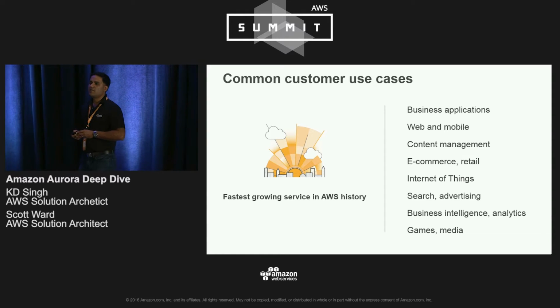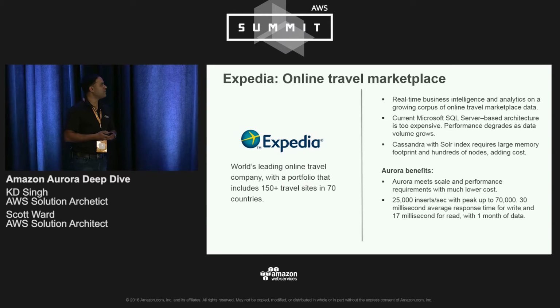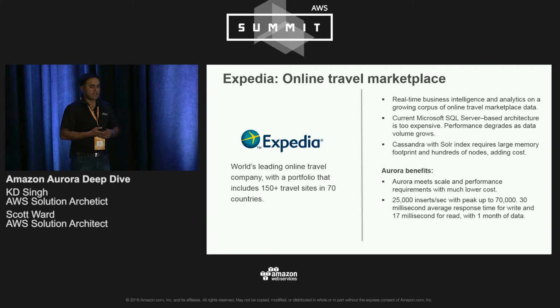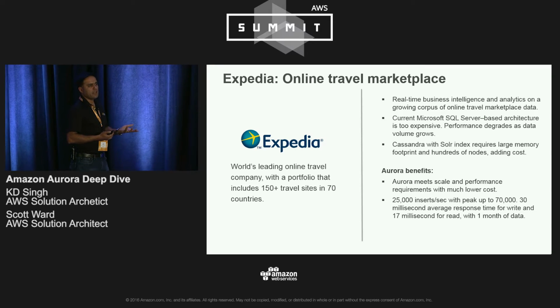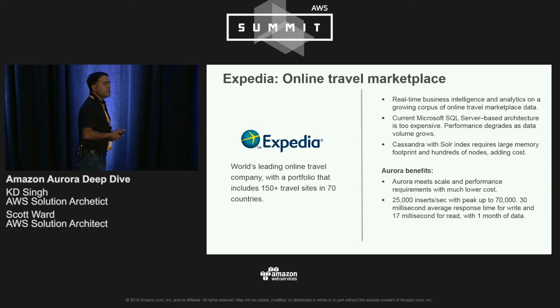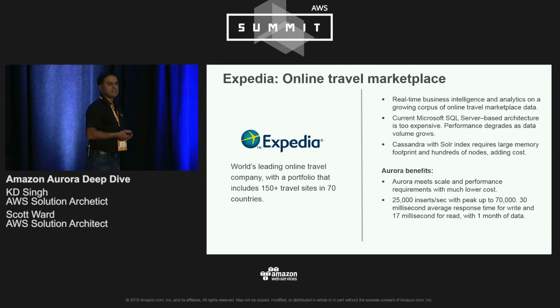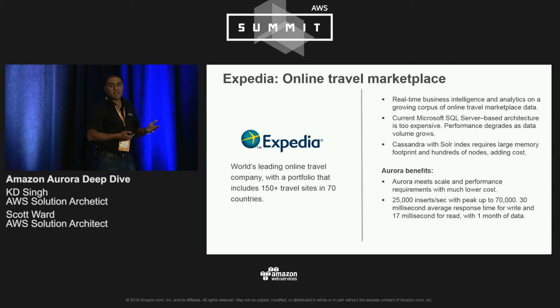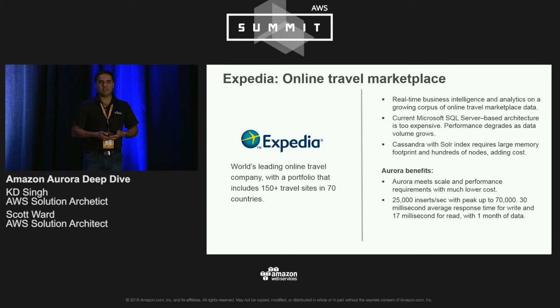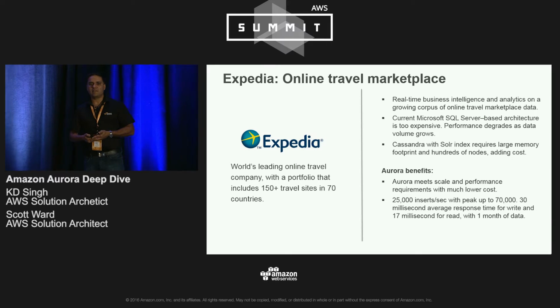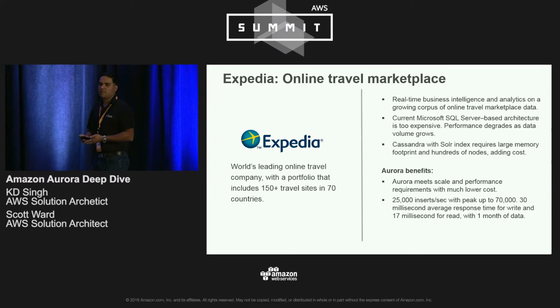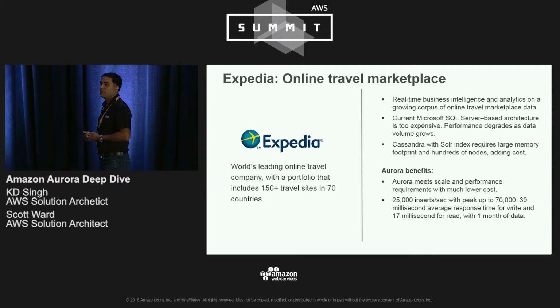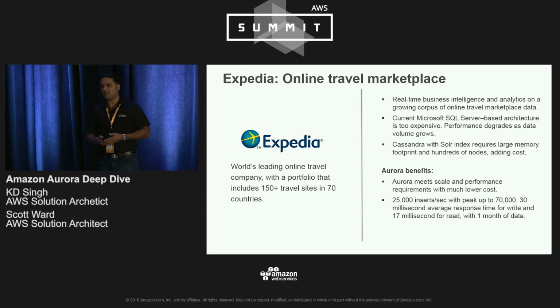Let's look at some of these customer examples in more detail. The first one I want to talk about is Expedia, which is an online travel portal. They operate more than 150 sites in 70 different countries all around the world. So they have a ton of data coming into their travel marketplace. This is data that has key business insights, and they want to run real-time BI analytics on top of that data.